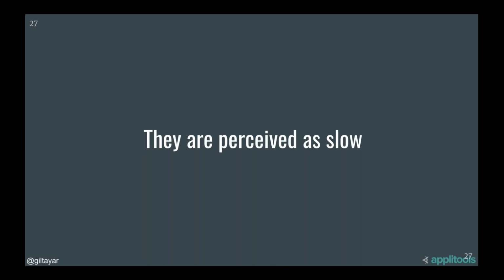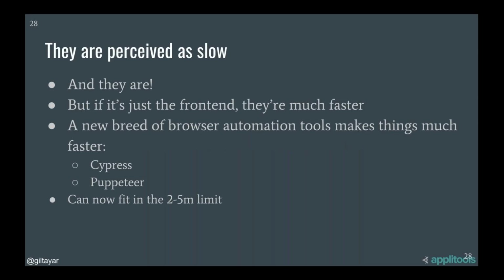And unfortunately, they are perceived as slow because if we test it, especially with the backend, those tests are slow. And they are. And if it's just the front end, as I said, they're much faster. But the beautiful thing is that there's a new breed of browser automation tools that makes those tests run faster. The big representatives are Cypress and Puppeteer. And if you write tests in Cypress and Puppeteer, especially if you don't involve the back-end code, but test just the front-end code, you can fit those end-to-end tests in the 2 to 5 minute limit.